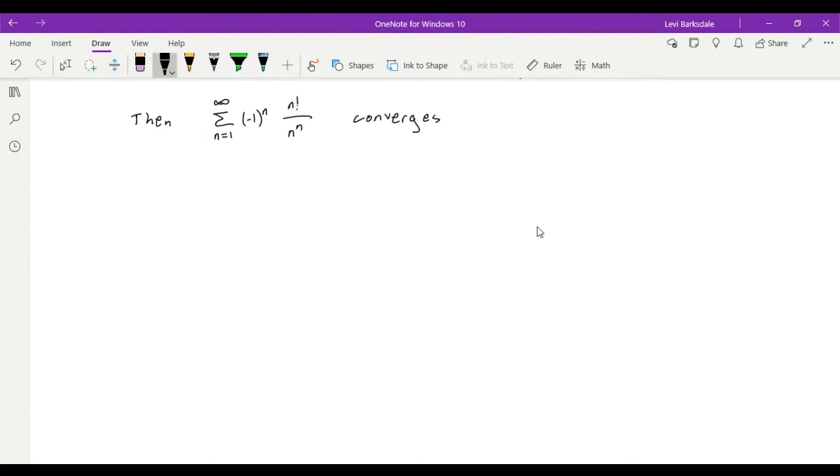Now, we want to know, would this series converge if it wasn't alternating? So does this series, the sum from 1 to infinity of n factorial over n to the nth, converge? And if it does converge, then we say that it converges absolutely.